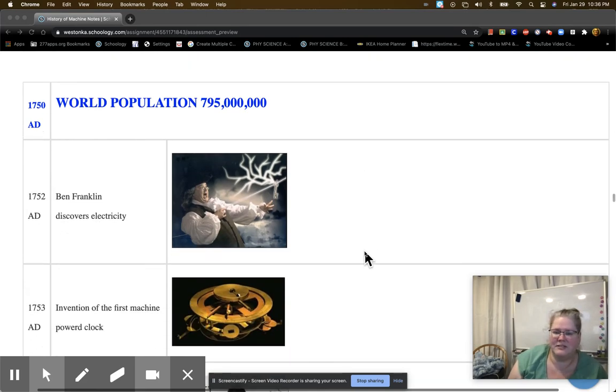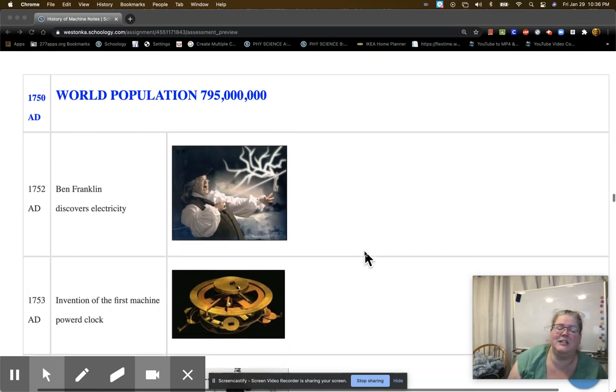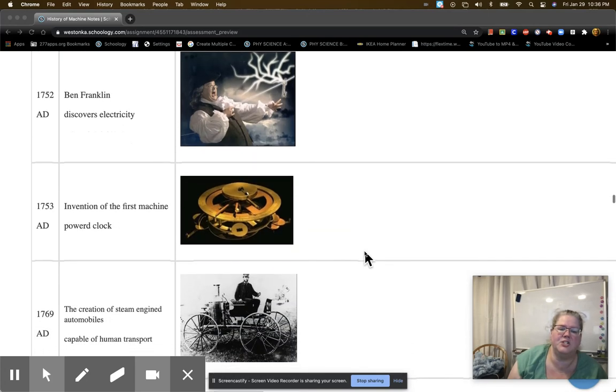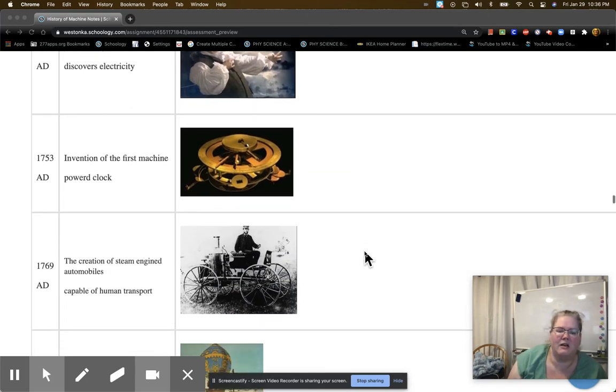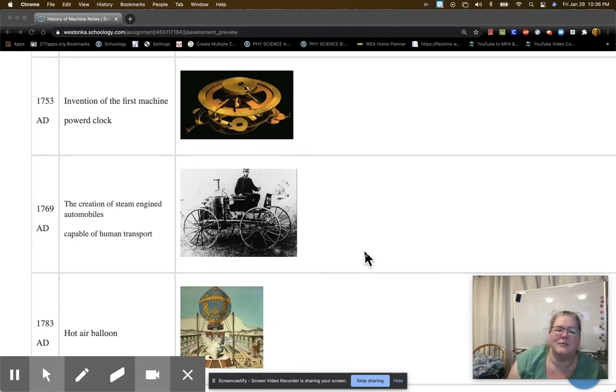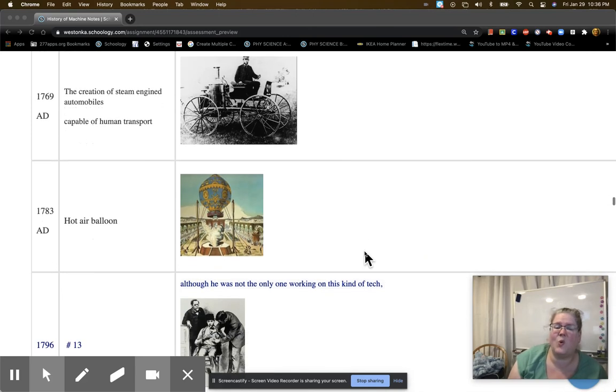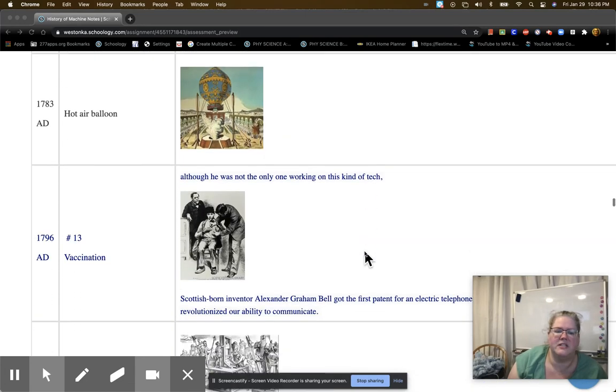Again, Ben Franklin didn't discover electricity. He discovered lightning is made of electricity in 1752. The invention of the first machine-powered clock. The creation of the steam engine automobile capable of transporting humans. We didn't have to use a horse or anything else, or ourselves. Hot air balloons were invented.